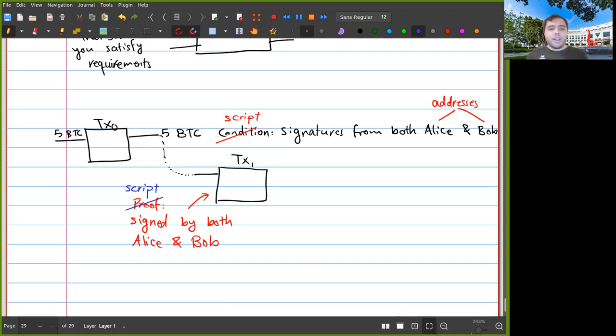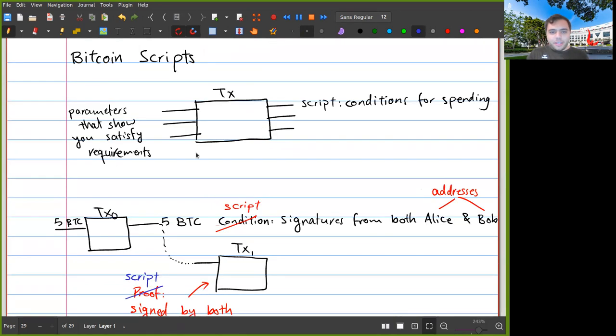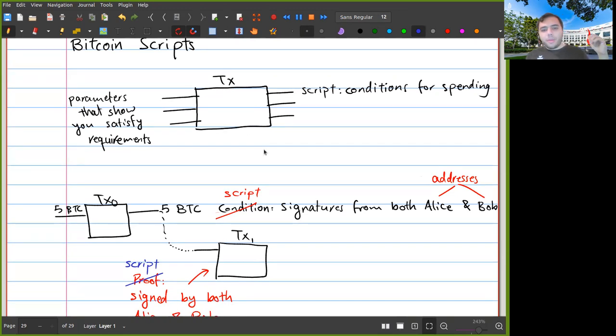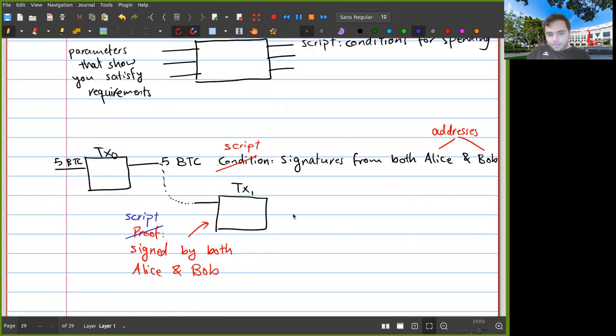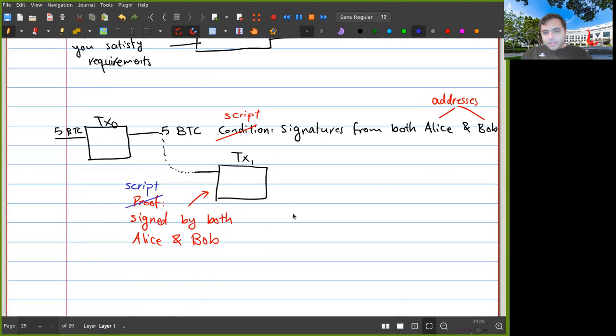Okay, so that's why I was basically not talking about scripts at all when I was presenting to you how the transactions work. And I was just saying that, okay, they send money from one person or a group of people to another group of people.